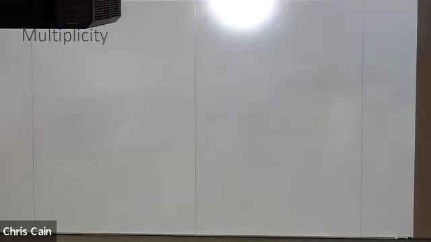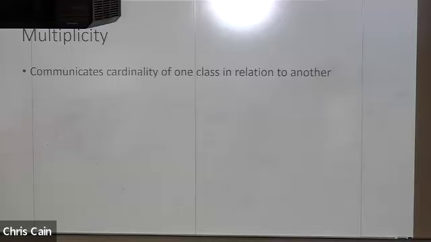All right, multiplicity. This will communicate how many of something is related to how many of something else. So the set term for this is the cardinality of one class in relation to another. What we mean by that is something like an airplane and its passengers again. So there was a directed association between these, but there's also a multiplicity relationship that tells us things like, can a passenger be in multiple airplanes at the same time?